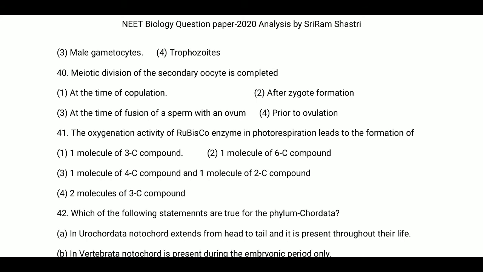The oxygenation activity of Rubisco enzyme in photorespiration leads to formation of one molecule of 3 carbon compound, one molecule of 6 carbon compound, one molecule of 4 carbon, and one molecule of 2 carbon compound, two molecules of 3 carbon compound. Oxygenation activity of Rubisco is the question, and the answer is one molecule of 3 carbon compound.